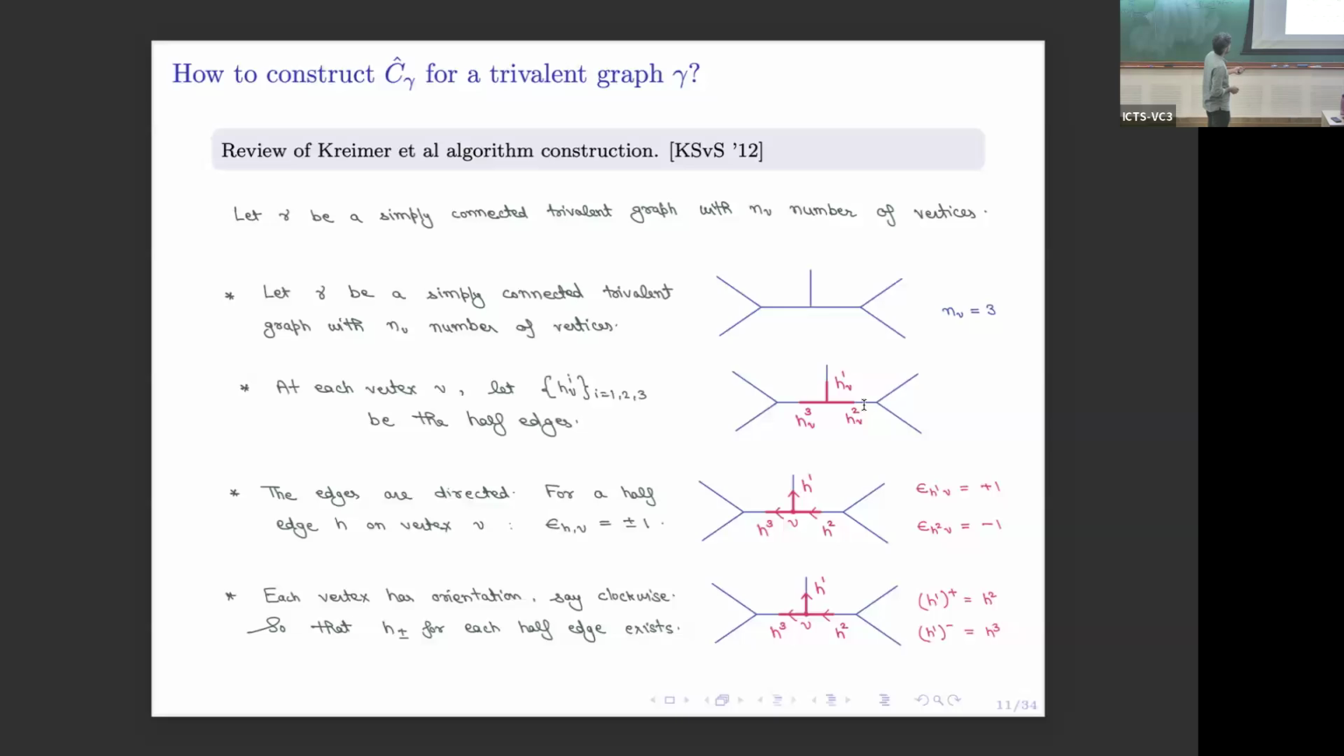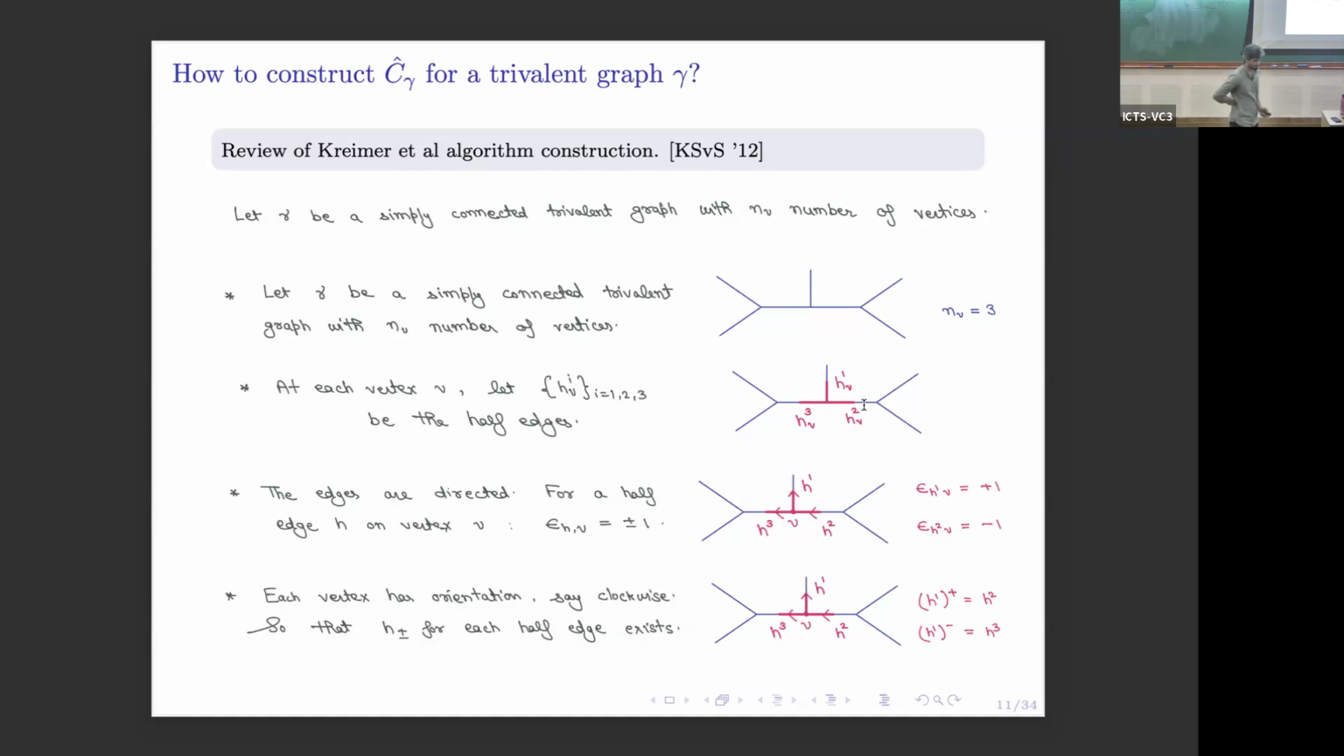And each vertex has an orientation, say clockwise. That means that if I take H1, I can ask what is the next half edge to it, whether it is H2 or H3. So if it's clockwise, then I will say that H1 plus is H2. That just means that the next half edge to H1 at that vertex is H2. Intuitively, why do you care about the orientation? Because if you remember, the gluon Feynman rules care up to an overall sign and so on.